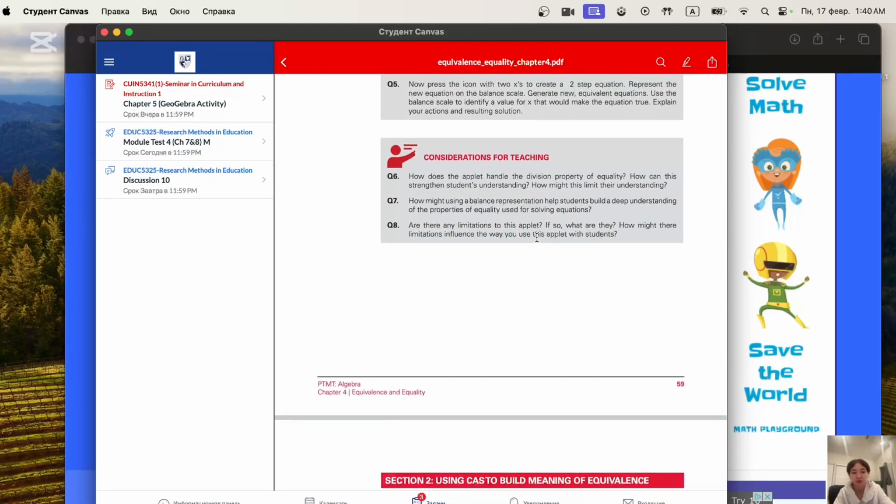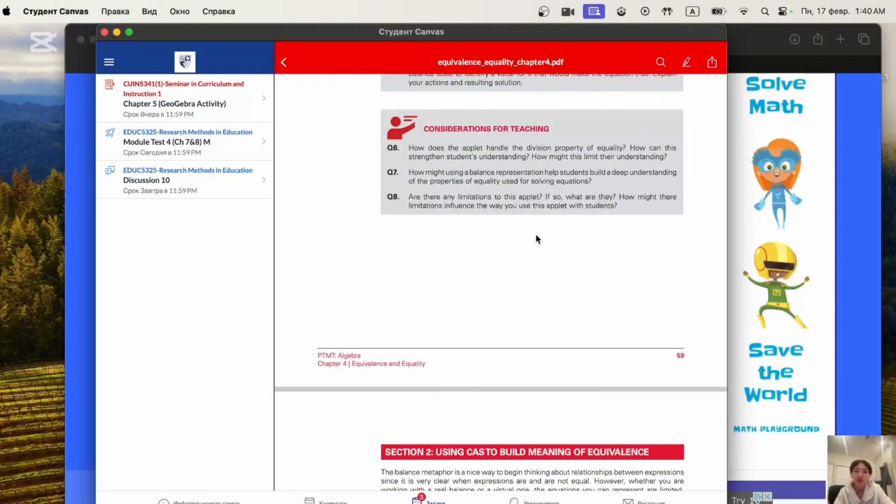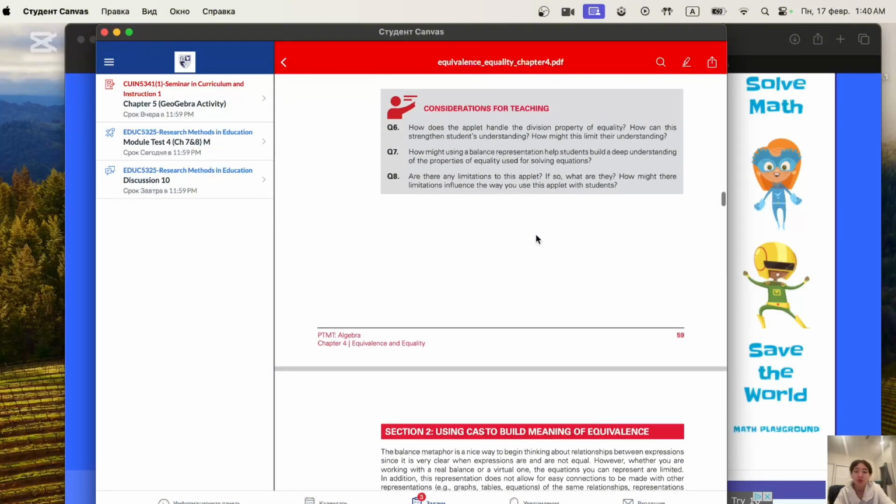Question number 7. Balance scales show that both sides of an equation must remain equal. This helps students visually see how addition, subtraction, and multiplication work in an equation. Question number 8. What are the limitations of the applets?